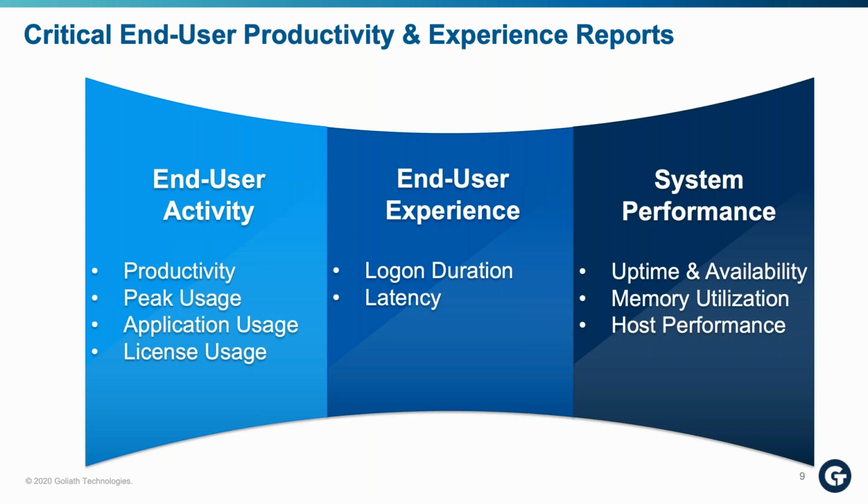And some of these reports can really be broken down into 3 sections. You have the end user activity or usage reports that break down productivity, peak usage, application usage, as well as license usage from a Citrix perspective, so that IT can not only understand what the end users are doing inside of their sessions, they can also understand how this impacts licensing, how this impacts the environment as a whole, so that they can support this moving forward.